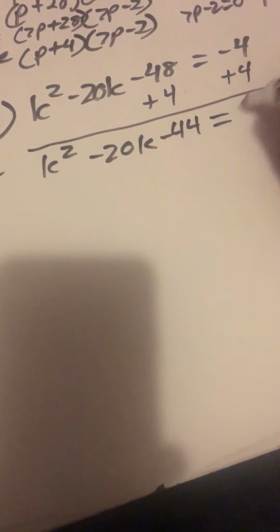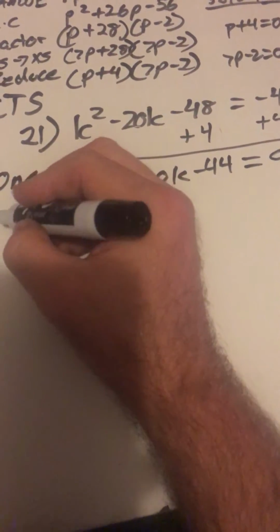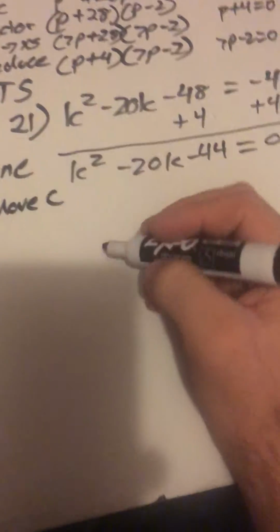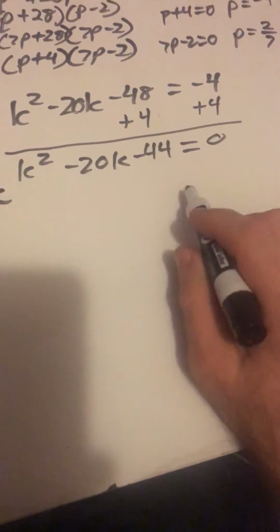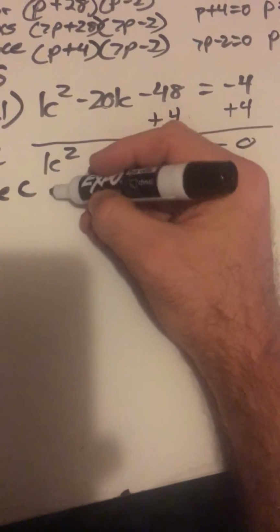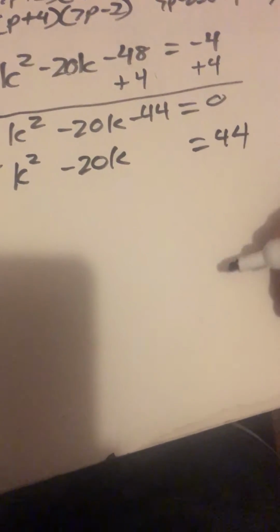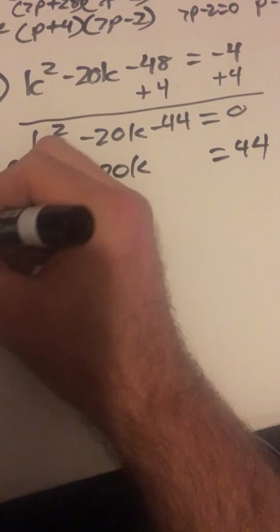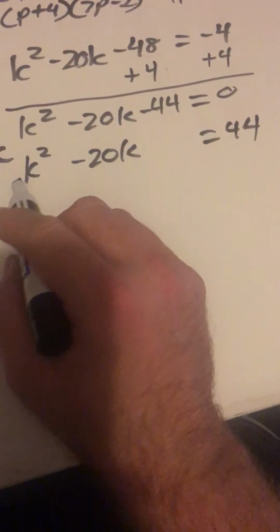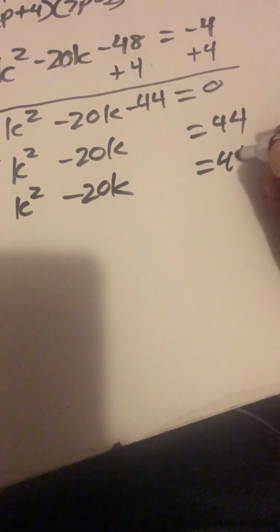So I'm going to add 4. So I'm left with k squared minus 20k minus 44 equals 0. Did that part. The next part is that I have to move c. We all know that c is this part right here, kind of what we did up here. That's the c value, so I've got to move c over. So I'm going to do that by keeping k squared minus 20k and adding 44 to the other side. Now I'm going to divide by a. Since a is 1, nothing's going to change. So this is k squared minus 20k equals 44.